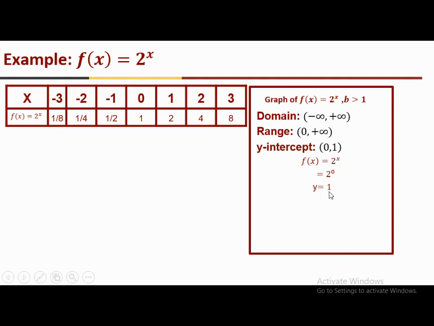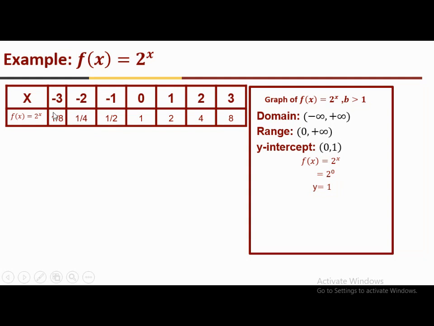After we have this, we need to construct the table. So, of course, mayroon tayong values ng x. Ipa-find lang natin yung corresponding values niya. If your x equals to 1, so you'll have here 2. If your x equals to 2, you'll have here 4. If x equals to 3, you'll have 8.